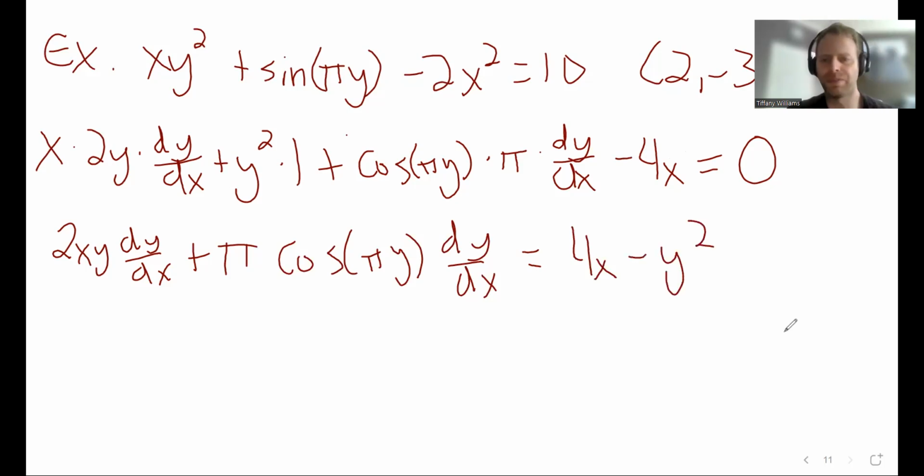Feel free to put negative y squared plus 4x. I'm one of those weird ones. I like to see the lead term be positive if I can help it. But don't feel like you have to do that. So you can have negative y squared plus 4x if you'd like. Okay. So here's where we're at.